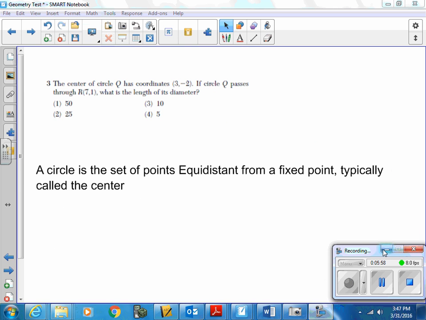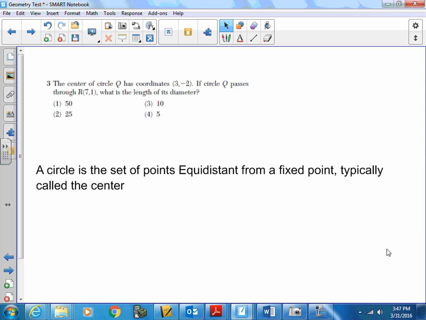Okay, looking at number 3, it says the center of circle Q has coordinates (3, -2). If circle Q passes through point R, which is (7, 1), what is the length of the diameter? All right, so I want you to write down this definition of a circle, just for a reminder, just to refresh your memory.